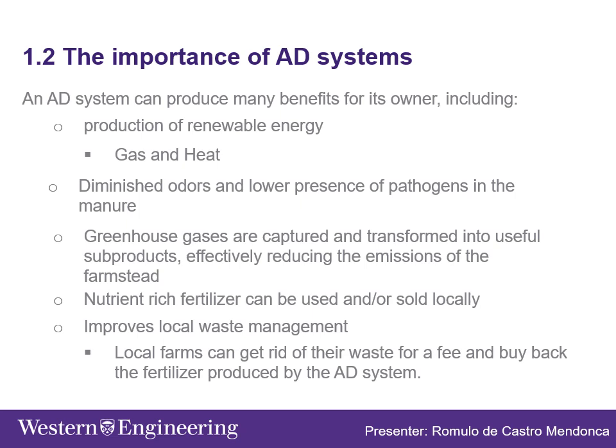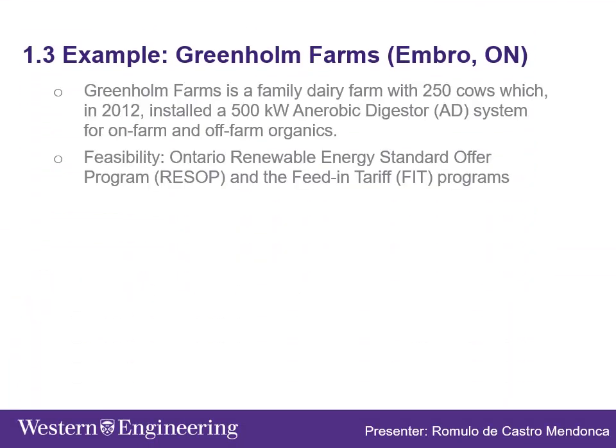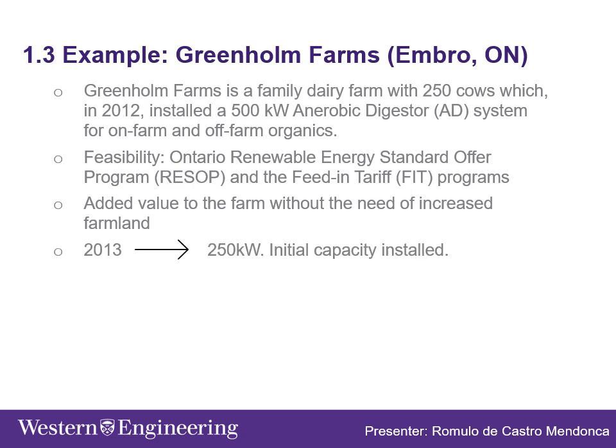And on top of that, local farms can also get rid of their waste for a fee and buy back the fertilizer produced by the AD system. Farms is such an example. This farm is located in Ambro, Ontario, and it's a family dairy farm with 250 cows, which in 2012 installed a 500 kilowatt anaerobic digester system for on and off farm organics.